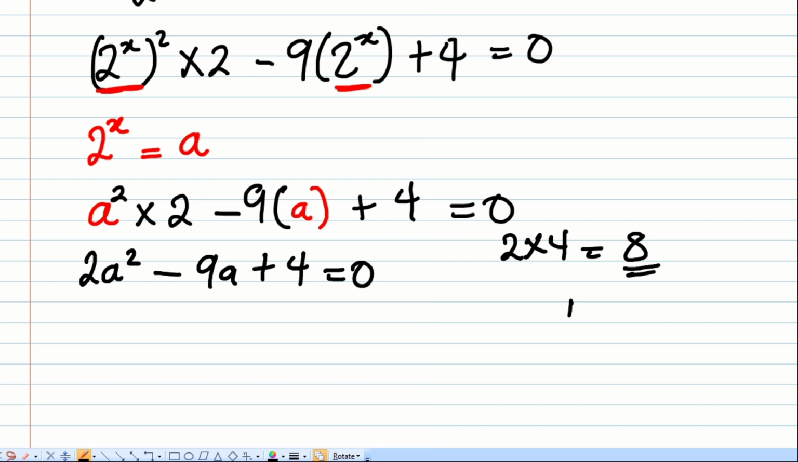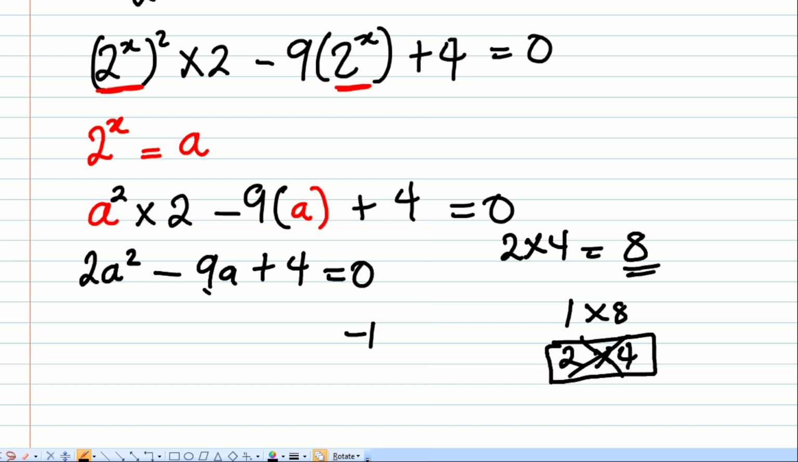Let's list the factors of 8. We have 1 times 8, we have 2 times 4. These are the only factors of 8. So we're going to ask ourselves, which of these factors will add up to -9? Of course, there is no way you can add 2 and 4 to give -9, so this is out of the picture. Now how can we do that for 1 and 8?